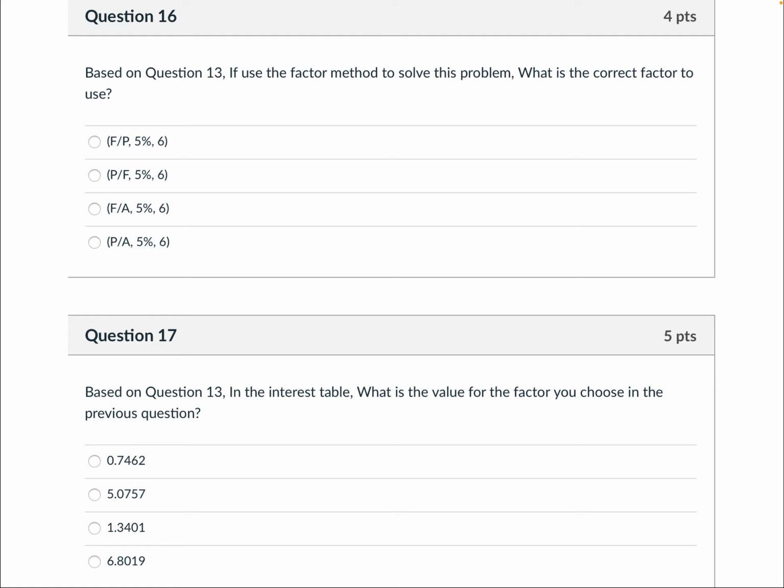Based on question 13, if you use the factor method to solve this problem, what is the correct factor to use? To use the factor method, you need to determine what equivalent value you're looking for. Now you're looking at the future time. You want to know the future value of the present investment of 10,000 by Tom, right? So you're looking for future value given the present value. So it's F/P, I% and N. That's the factor. And I is 5%, N is 6. So it's this one. You're going to check the table in Appendix C, the table of I equals 5%, to look for the factor. And that factor is going to be this one.